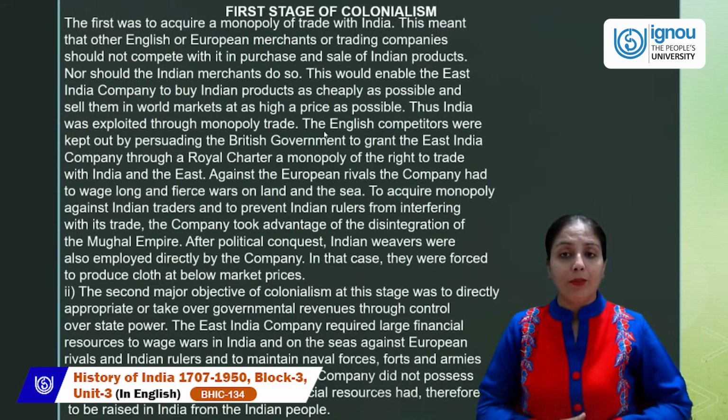The English competitors were kept out by persuading the British government to grant the English East India Company a royal charter.